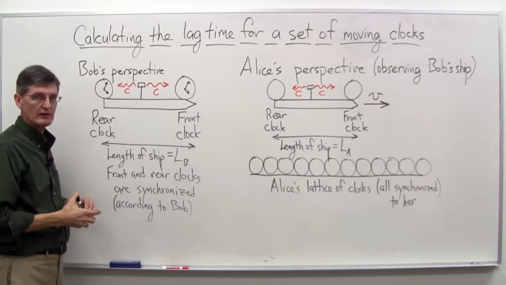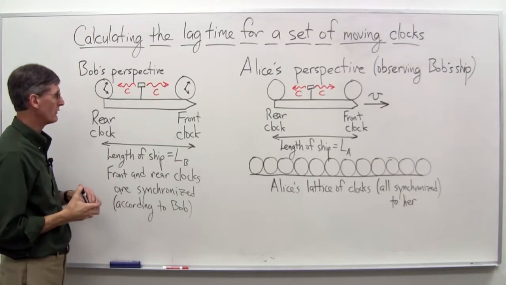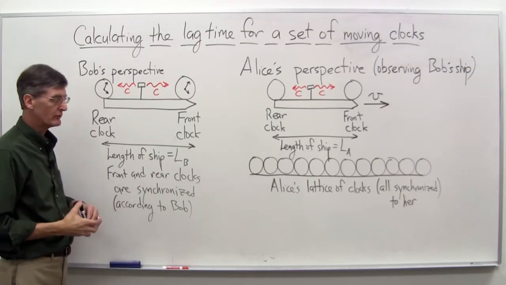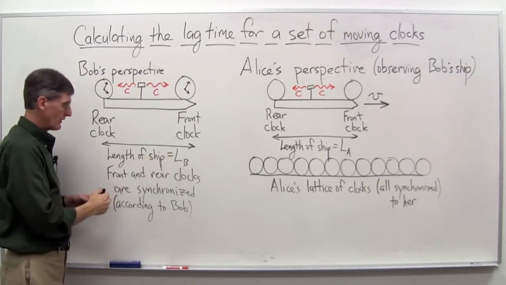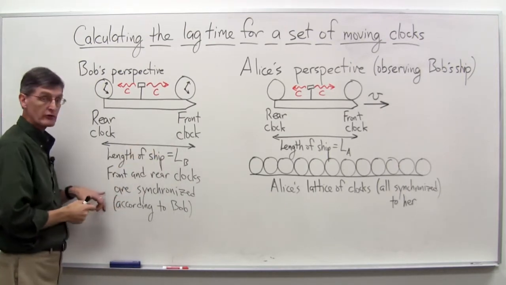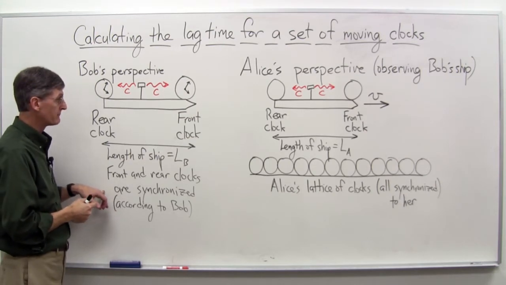He doesn't see anything moving around him. He sees the ship just there. He can't tell whether he's moving or not. He assumes he is at rest. So the length of the ship is L sub b. His front and rear clocks are synchronized. He's done that in advance, according to him.